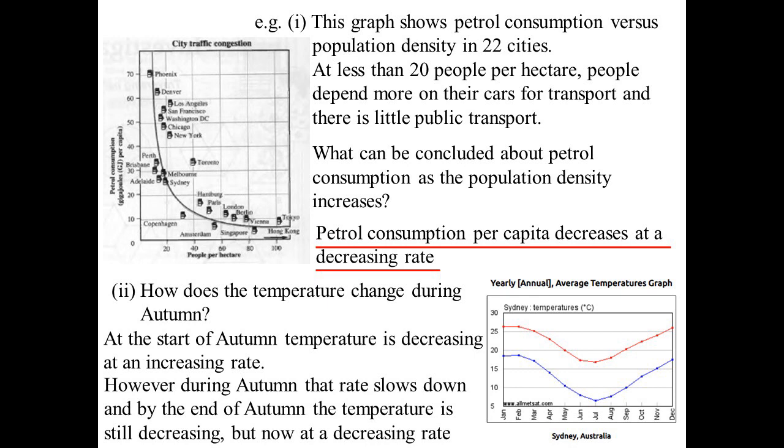At the start of autumn, we're decreasing at an increasing rate because the first derivative is negative and it's concave down, same direction. However, during autumn, that rate slows down. By the end of autumn, so end of May, beginning of June, we'll notice, hey, the graph is now concave up. It's still decreasing, but it's concave up. And so now it's decreasing at a decreasing rate.